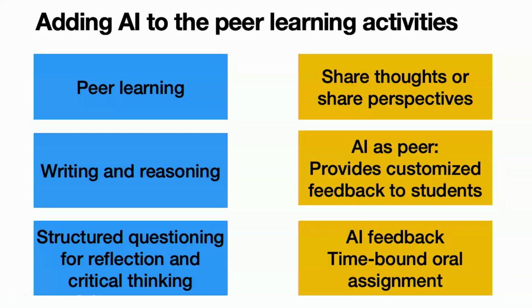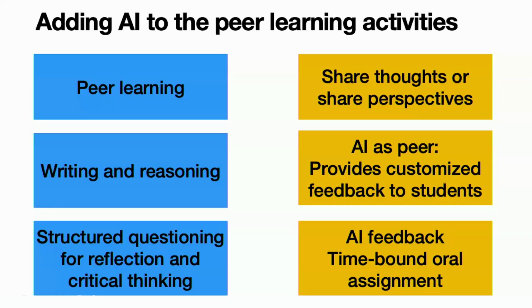And the second thing is about writing and reasoning. So I use AI as a hidden student or as a peer. AI will actually also join the process. It will provide feedback that is customized to the student's submission. We're going to talk a little bit more about that in a minute.